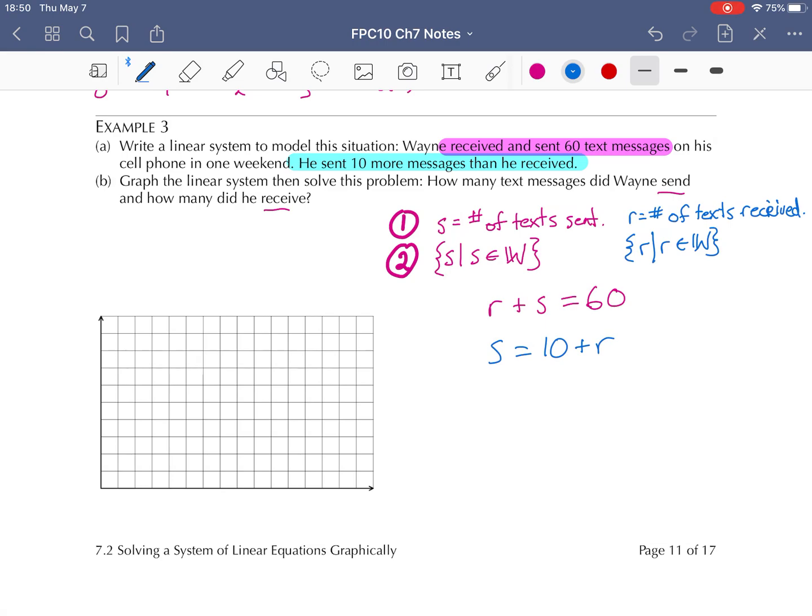The first thing we need to do is find some points to work with. Our first equation is in standard form, so let's get our intercepts. Here's our equation: R plus S is equal to 60. For our R-intercept, we set S equal to 0. When S is 0, R is going to be 60.